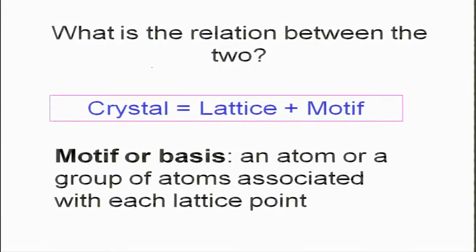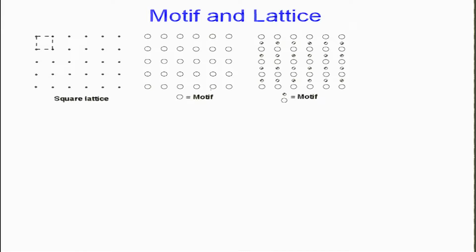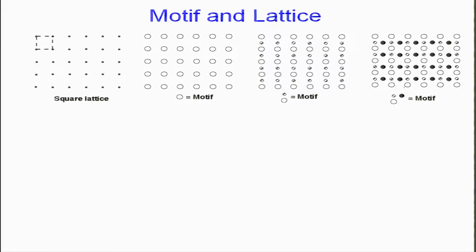So, basically we said that the motif or basis is an atom or a group of atoms which is associated with each lattice point, and I gave you a demonstration that when the atom is replaced by a molecule, the things could be quite different. The definition of primitive and non-primitive unit cell does not remain the same. So, basically, we said that you can have a square lattice like what you see on the left. This is the square lattice, and then this could be a motif, or this could be a motif, or this could be a motif. So, this is a much more complicated motif where you have 3 atoms instead of just 2 atoms.